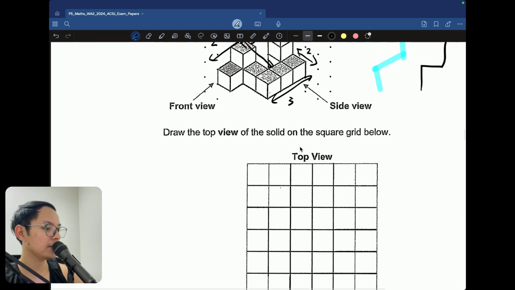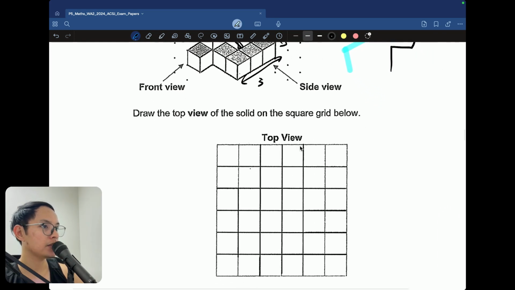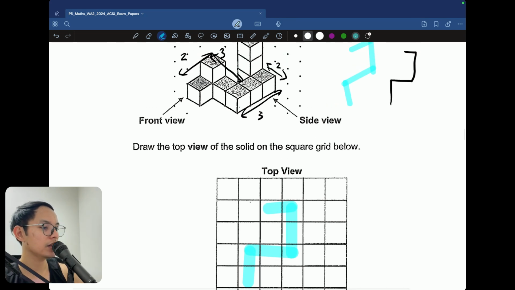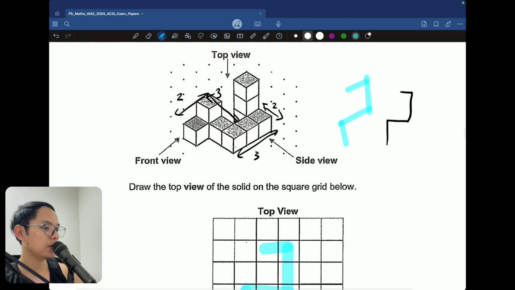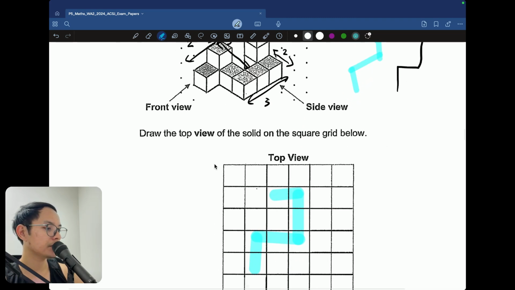So we can go down, and then just draw it. I'm going to use the highlighter. You see over here, I'm going to draw 2, then turn right to 3, then draw straight for 3, and then draw 2 to the left. And there you go, that's the answer. You just need to make sure you measure all of the boxes over here.